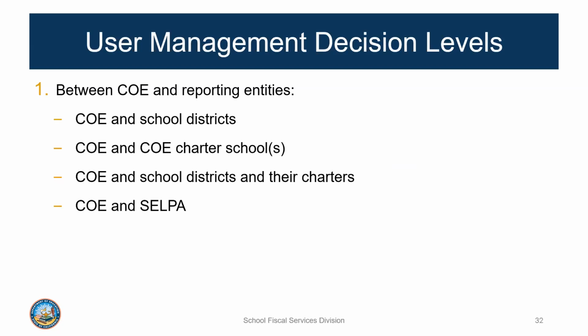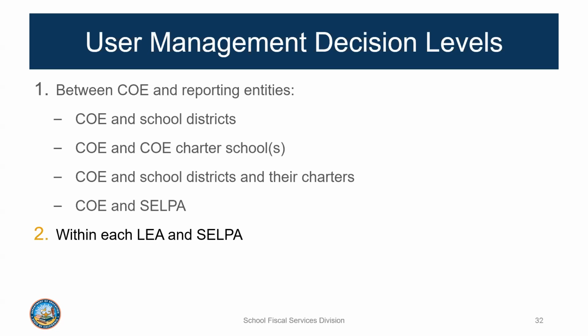Now the user management decision happens on two levels. The first big important one is between the COE and the reporting entities, because the COE will be assigning all of the admins for the school districts, charter schools, and SELPAs. There's also a second level of decision-making that happens at the LEA itself once they have an administrator, because they can assign additional users, and they will all make decisions first based on who they want to report and certify data. Is it one person or two different people? And they can decide locally how to split the task between the different roles.